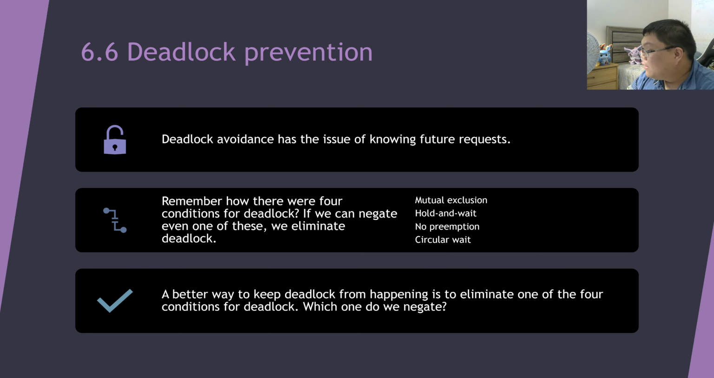So, we tried to steer clear of unsafe states that may or may not lead to deadlock, but the problem with that is we need a crystal ball. We need to look into the future to know how much of each resource each process will need, but each process doesn't know how much they'll need. So, can we do better? Can we keep deadlock from happening? To do that, we need to negate one of the conditions for deadlock. Which one?